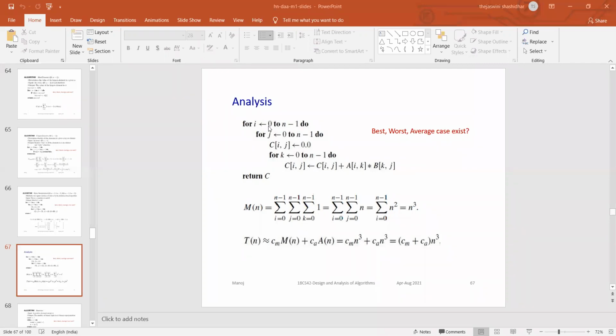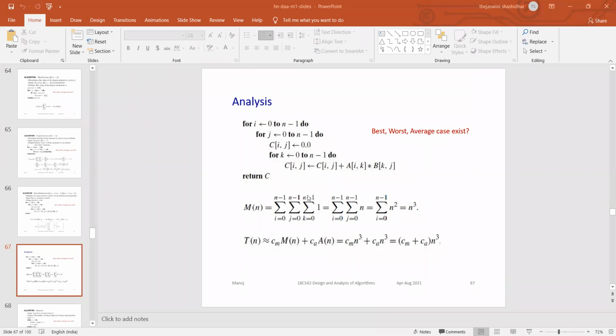I is ranging from 0 to n minus 1. J is ranging from 0 to n minus 1. K is ranging from 0 to n minus 1. So whatever statement you are having, you leave that particular thing. Only the for loops will come into the concept. So for loops are 3, and the limits are the same, 0 to n minus 1.